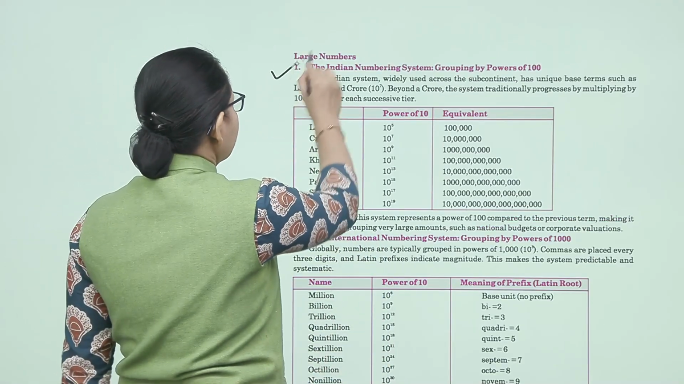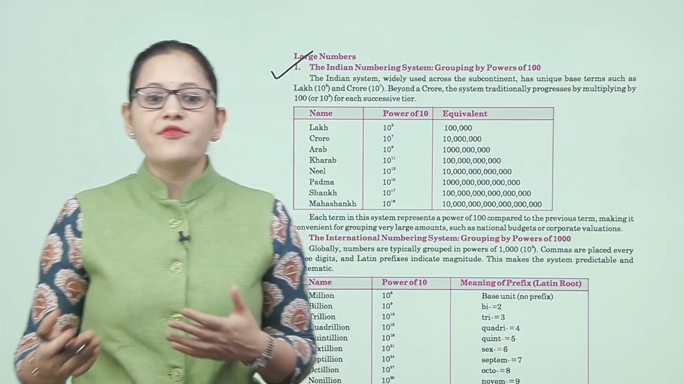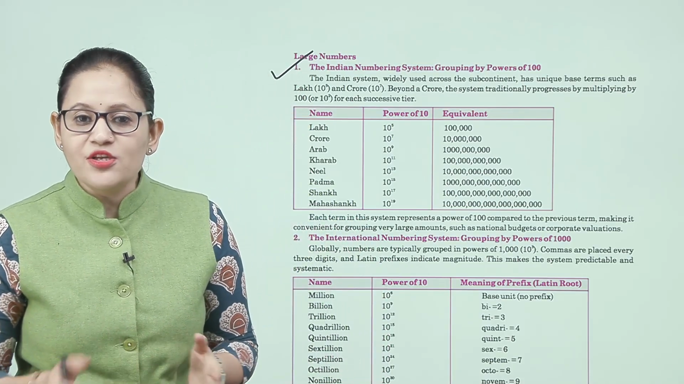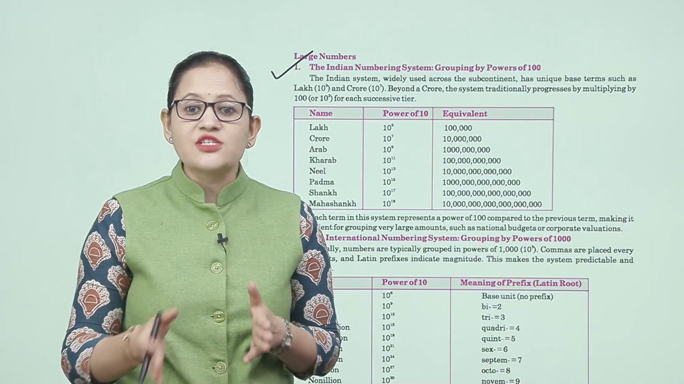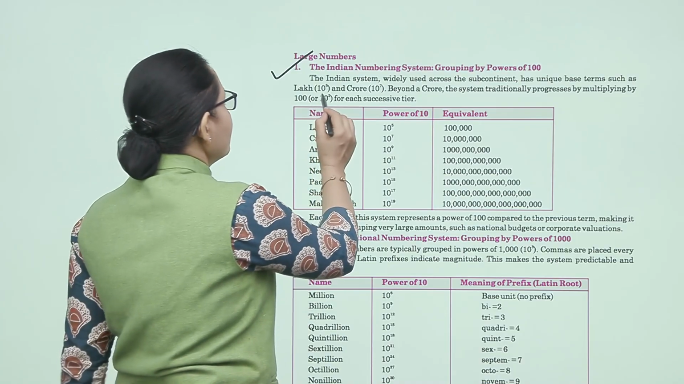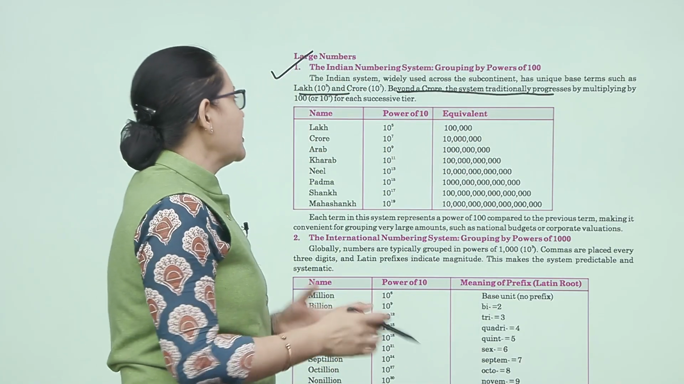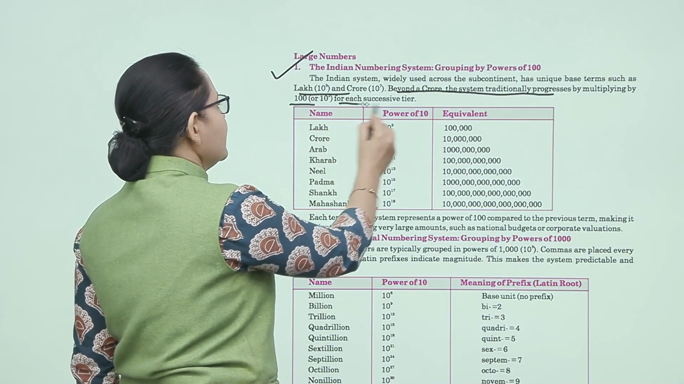Now, large numbers. The Indian numbering system, grouping by the power of 100. The Indian system, widely used across the subcontinent, has unique base terms such as lakhs, crores, and beyond crores. The system traditionally progresses by multiplying by 100 for each successive tier.